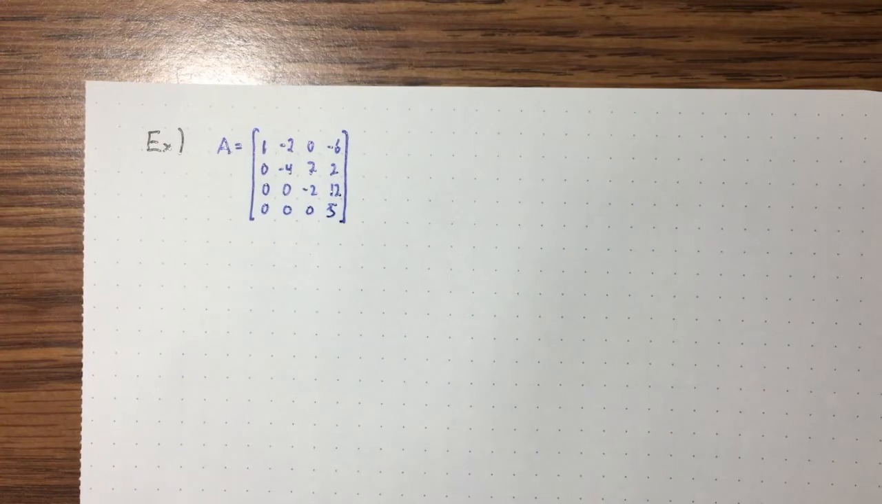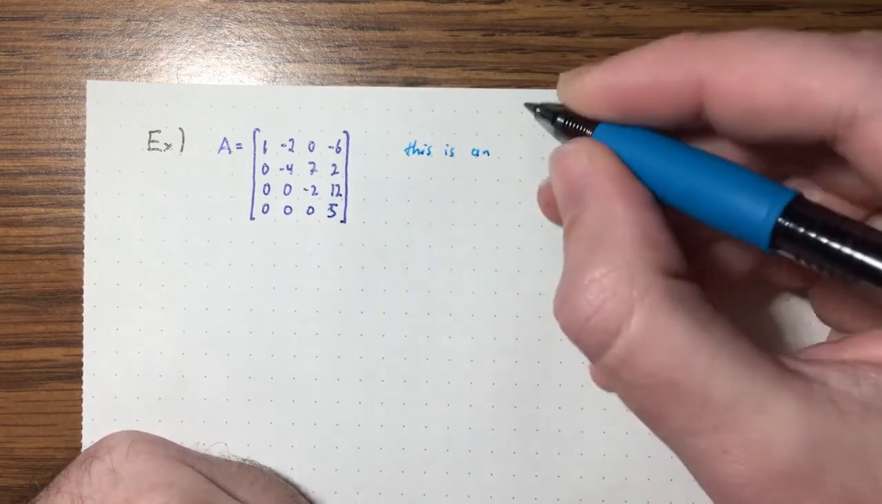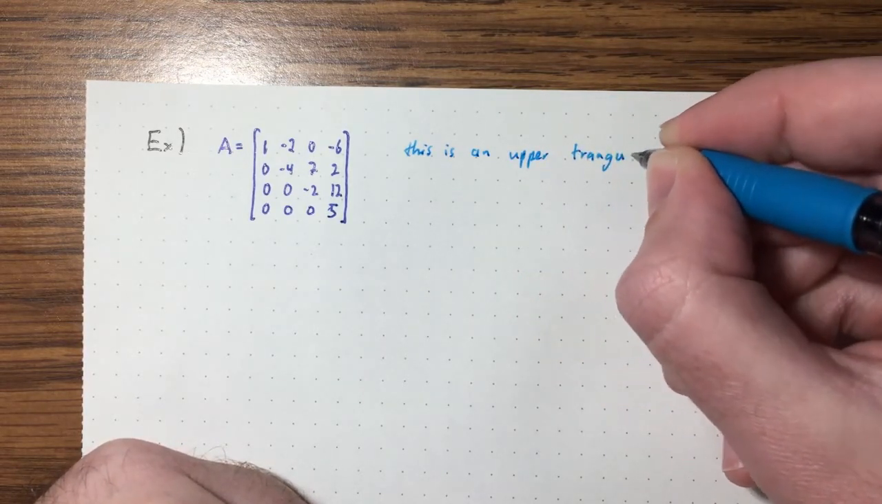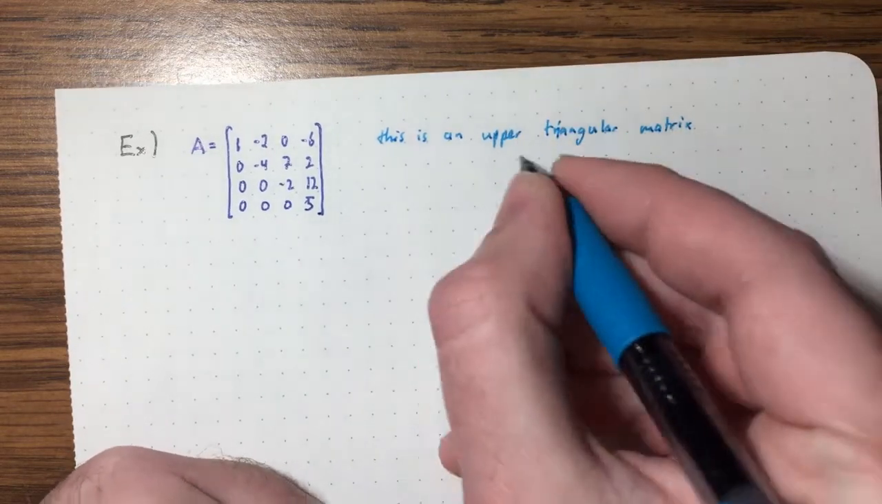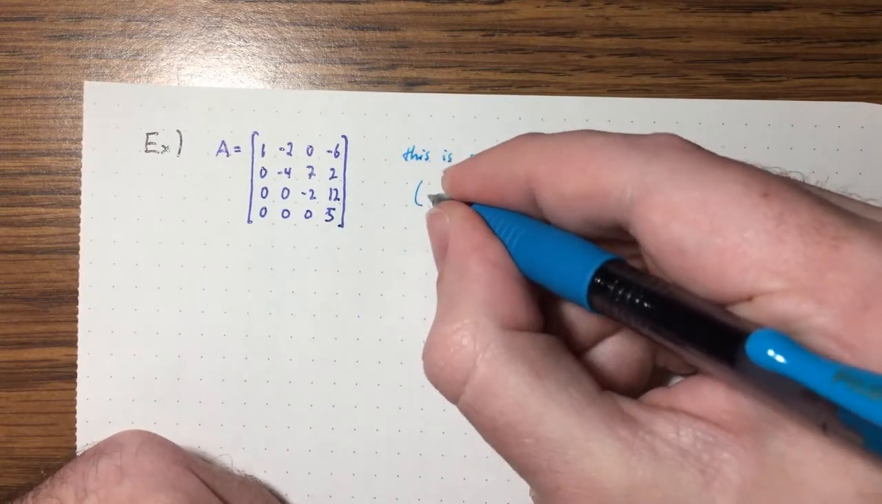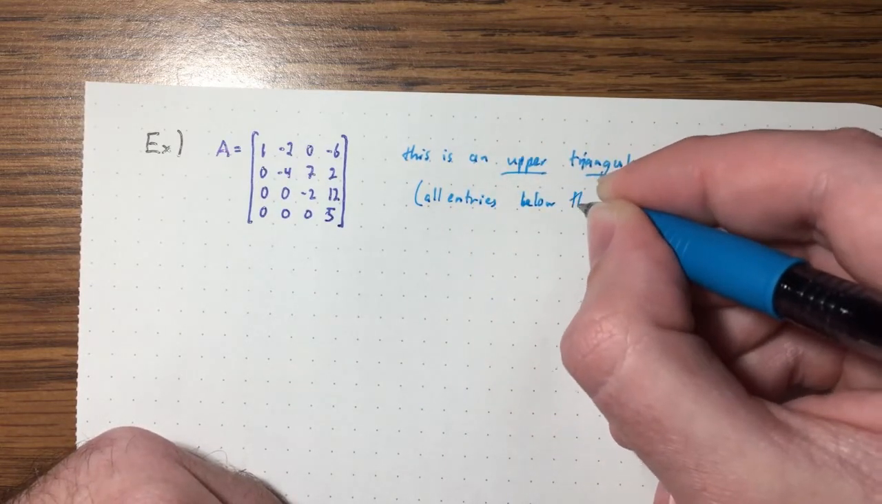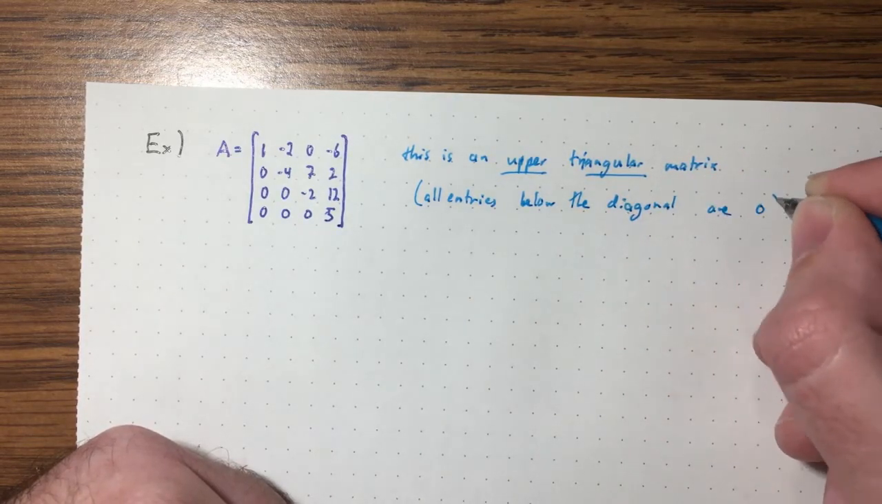Okay. This is a special kind of matrix. This is what I would call an upper triangular matrix, or you could just call it a triangular matrix. Upper triangular is more descriptive. So what do I mean by upper triangular? All entries below the diagonal are 0.